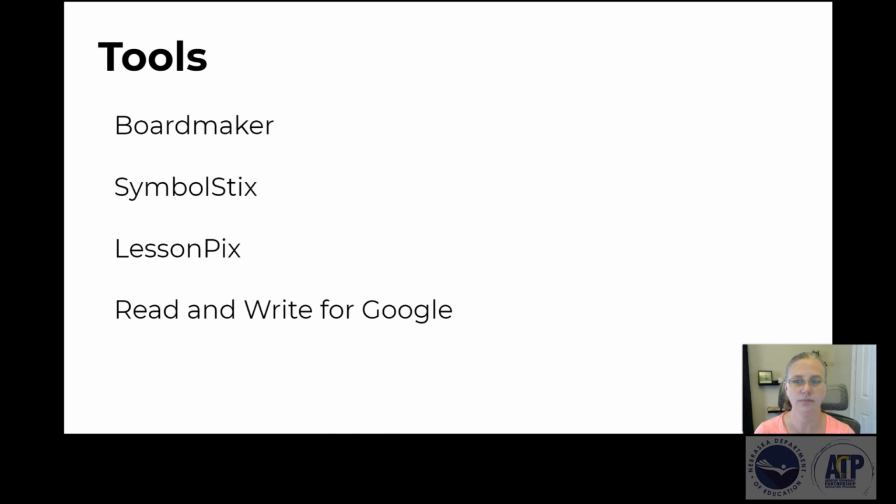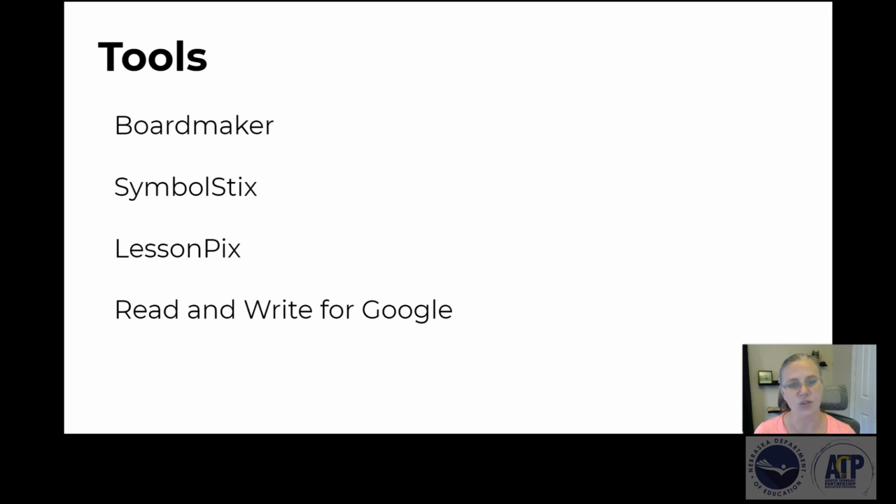In order to create visuals, there are quite a few different tools that you can use. There are some programs out there specifically meant for making visuals. I've listed some of them here. BoardMaker probably was one of the most commonly known a few years ago. Symbol Sticks and Lesson Picks are a couple more cost-effective options that have some different features to them. I know people that I work with that use visuals that each have a favorite that works best for them. I will tell you that some of these have free trials. I would definitely go to any one of their websites and check them out. They will all make visuals, however, slightly different. Read and Write for Google is a tool that provides a lot of assistive technology supports.